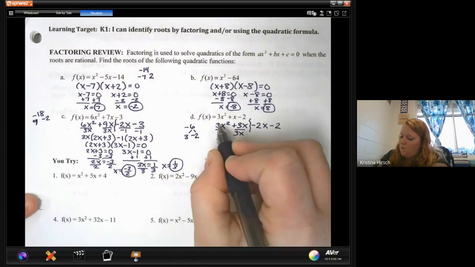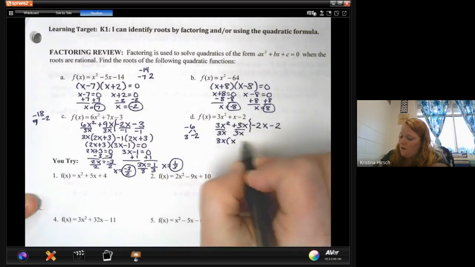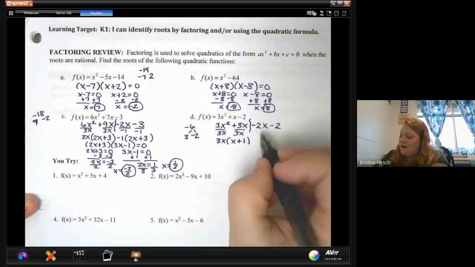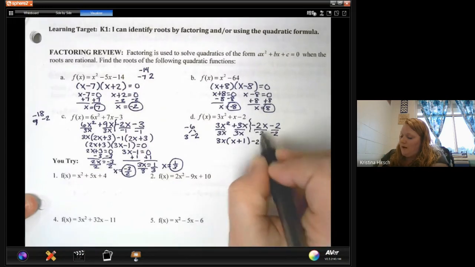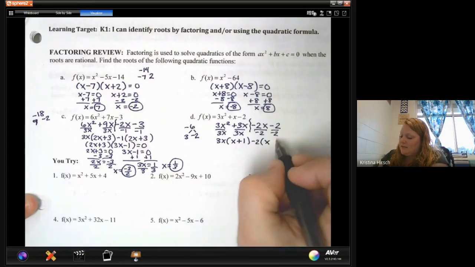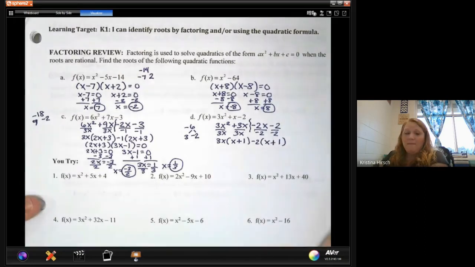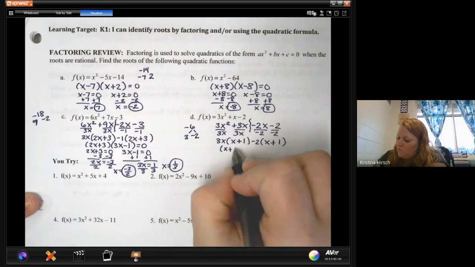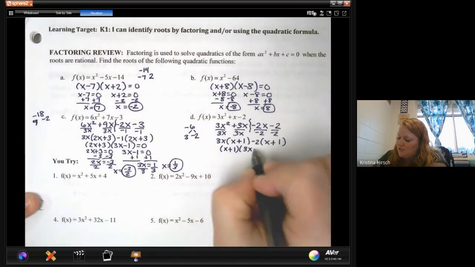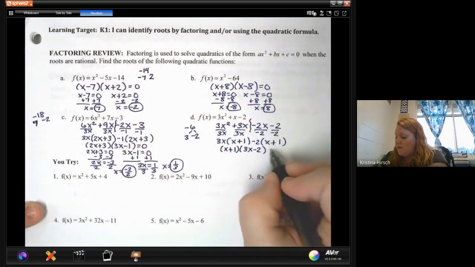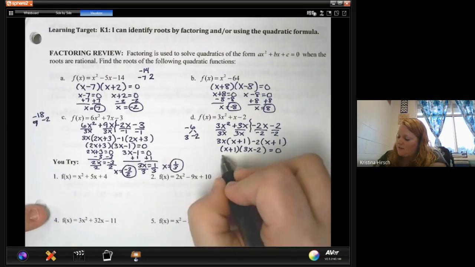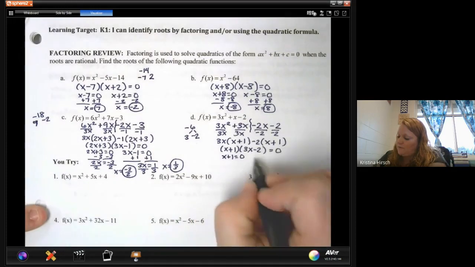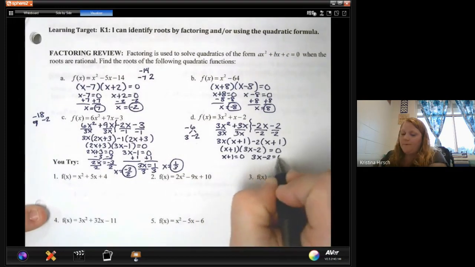So that leaves me with a 1x and a +1. And then on the right side, we're going to factor out a -2, which leaves me with a +1x and a +1. So again, my parentheses match, which is what we were aiming for, right? So we have x + 1, and then we have 3x - 2 left over. So we're solving, so we're going to set equal to 0 and solve for x. So x + 1 = 0, and 3x - 2 = 0.